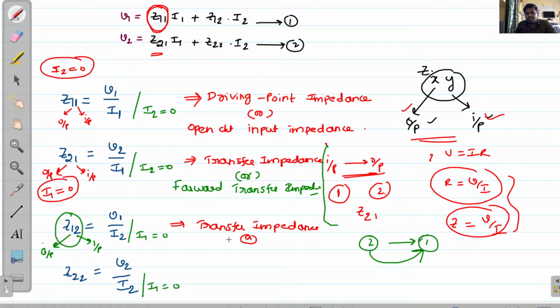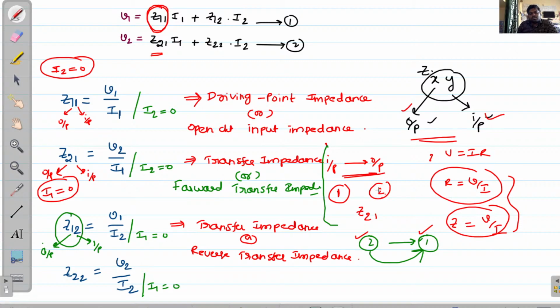But if you want to specify from where to where it can be transferred, in that context I am using reverse transfer impedance. Why? Because it is moving from port 2 to port 1. Port 2 I am considering as input, and port 1 I am considering as output. So generally, forward nature means port 1 to port 2. Reverse manner is nothing but port 2 to port 1.